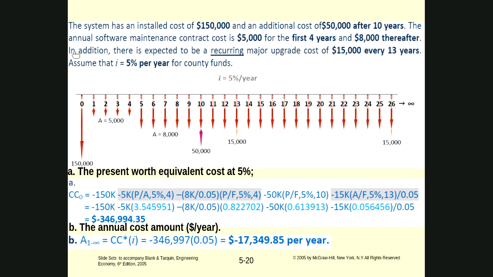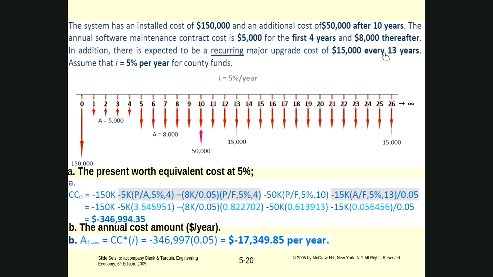In addition, there is expected to be recurring major upgrade cost. Here is the first time we see recurring. By the way, pay attention and write this note: it doesn't have to tell you that there is a recurring. The concept of the recurring, we will explain now when we explain the 15,000 that comes every 13 years. Here it says recurring, but if you read the sentence, there is expected to be a major upgrade cost of 15,000 every 13 years, then this is a recurring without telling me.